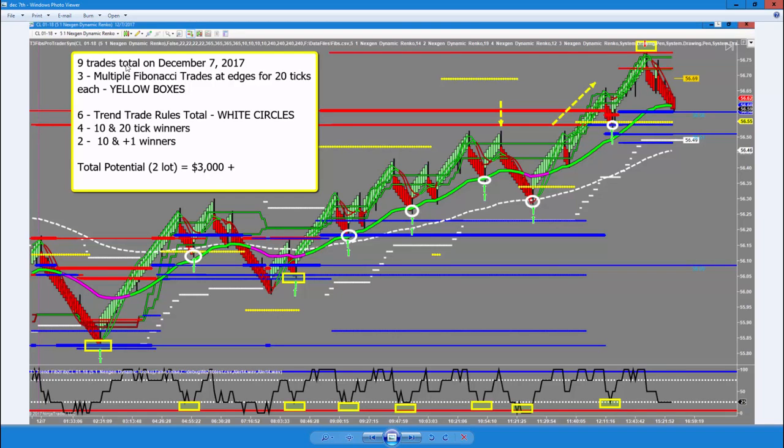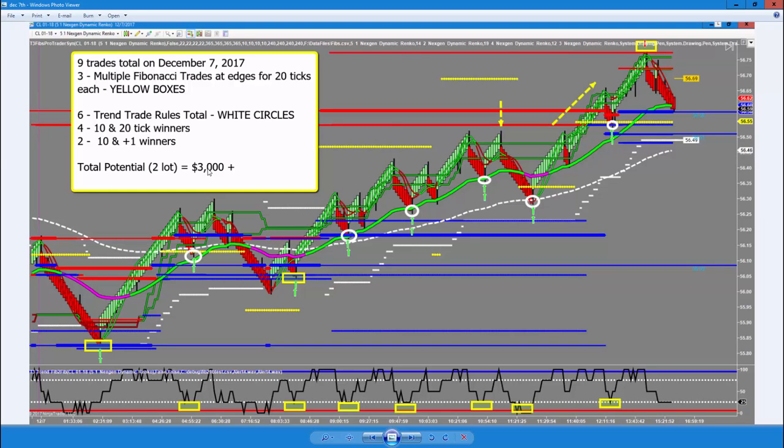So today there were actually 9 trades potential per our trading plan rules in crude oil. 6 trend trades, 4 10 and 20 tick winners. 2 of the trades didn't follow through, so they only got a 10 and a +1 tick winner. And if you were trading a 2-lot, which is $2,000 to trade a 2-lot, but realistically $8,000 to $10,000 in your trading account, the potential was there for a little over $3,000 today on crude oil alone.